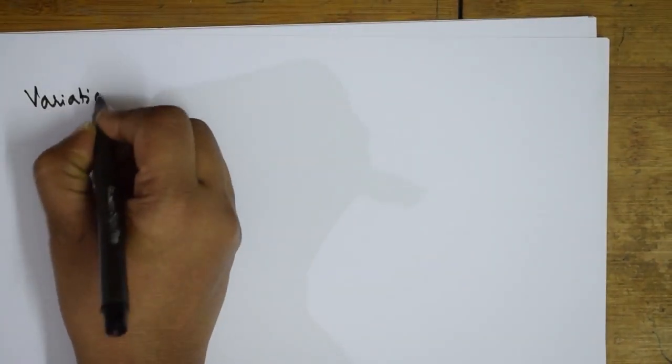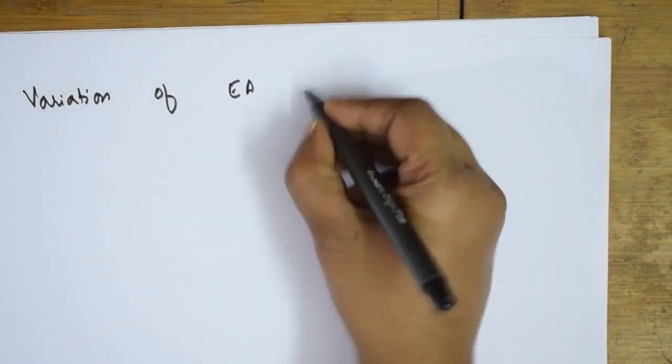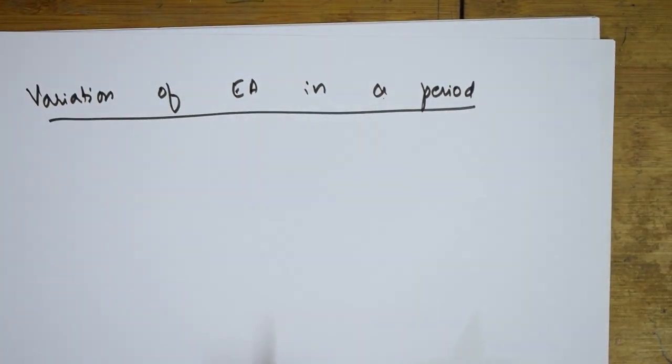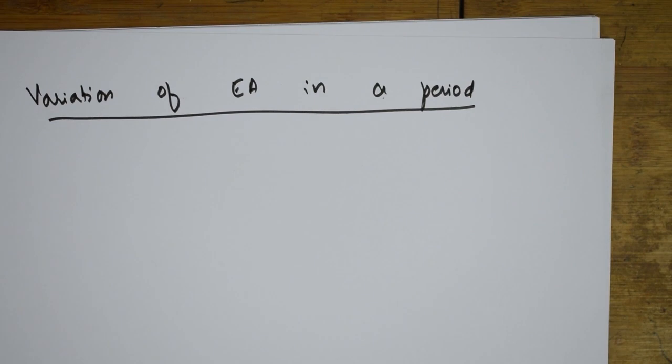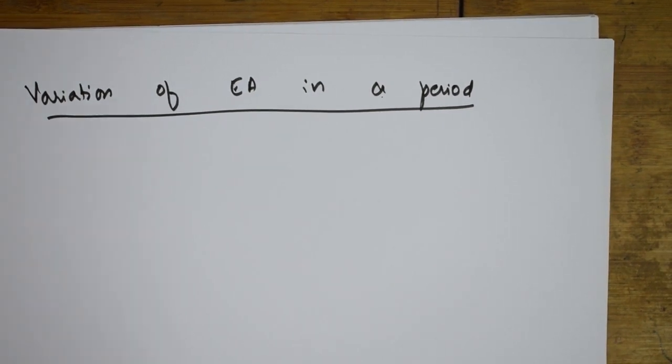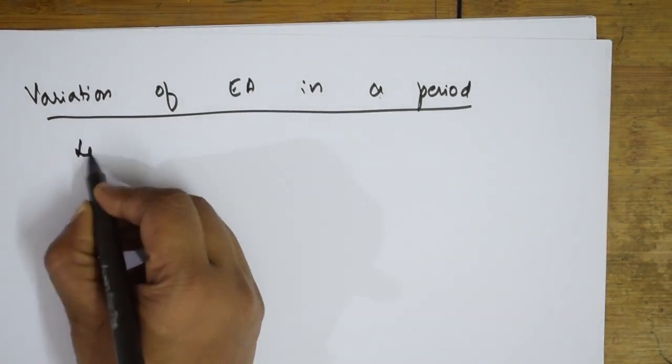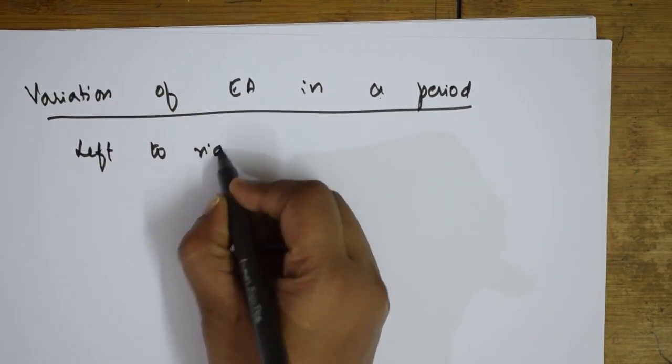Now let's see one more important concept, variation of electron affinity value in a period and in a group. So let us write the heading, variation of electron affinity in a period. First we will see in a period, then we will go to a group. So when I speak about a period, electron affinity value, when I move from left to right, what is happening? The size is decreasing. When the size is decreasing, what will happen to the effective nuclear charge? Z effective increases.